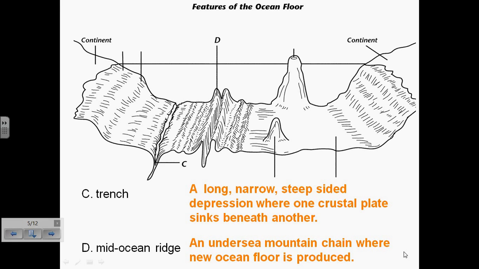Next, we have the Mid-Ocean Ridge, labeled by letter D, and that's an undersea mountain chain where new ocean floor is produced.